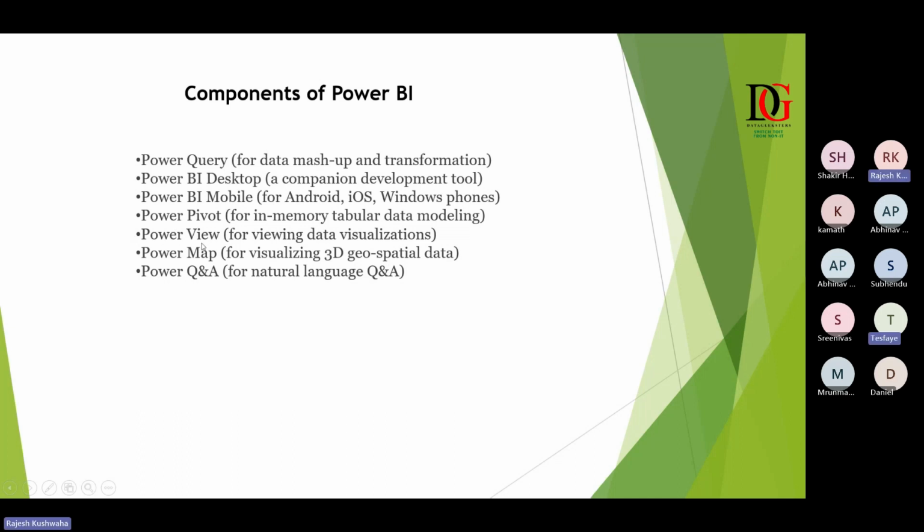We have Power View. What do you mean by Power View? In Power View, you have the data visualizations. In this, we will build a report. Next, Power Map. Power Map is for 3D geospatial data. We can view the data in the form of maps. Then Power Q&A, which is for natural language Q&A.